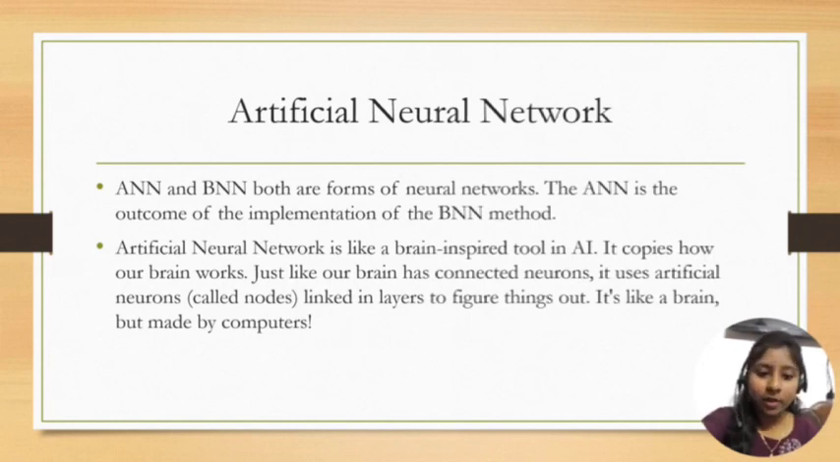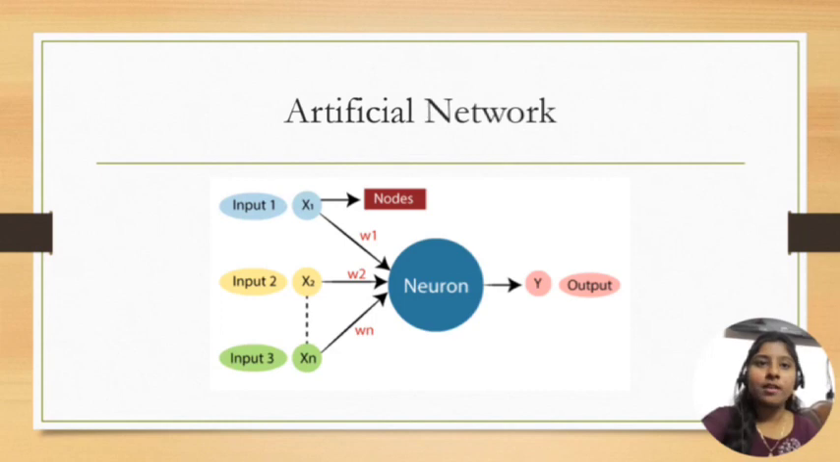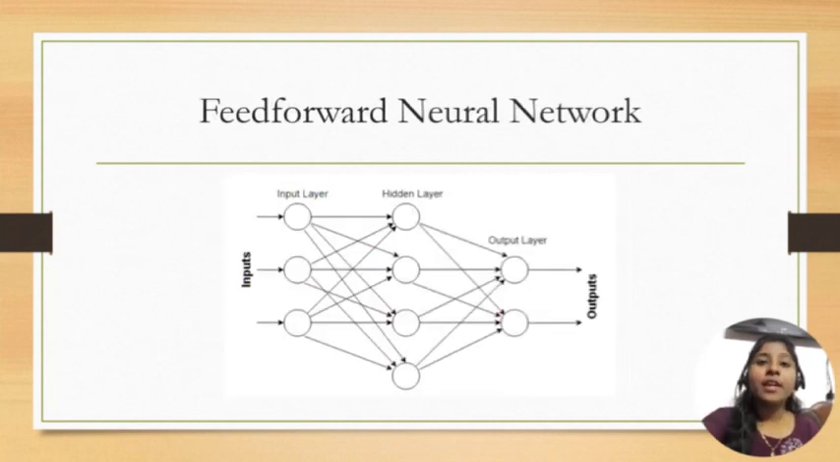So let's look into artificial neural network architecture. This is the network architecture, which consists of inputs, nodes, weights, and output. There are various types of neural networks. Let's look into the architecture of a feed-forward neural network, which consists of an input layer, hidden layer, and output layer.